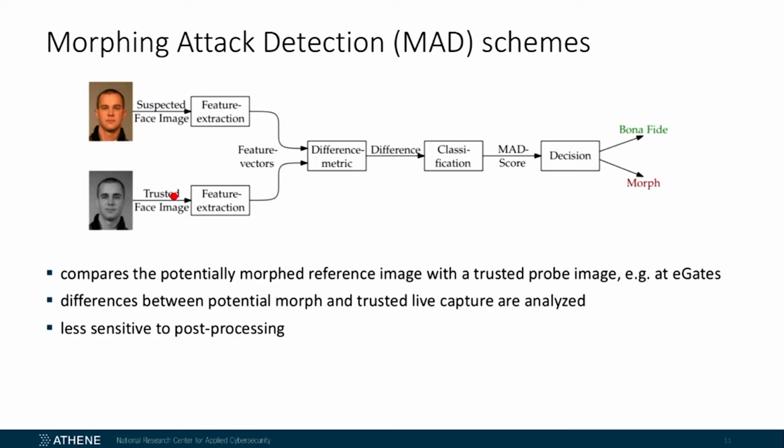And from both images, features are extracted. Those features are somehow compared, and the classifier trains and classifies based on the differences. And again, you obtain a morph attack detection score from which you can derive your decision if it's a bona fide or a morphed image.